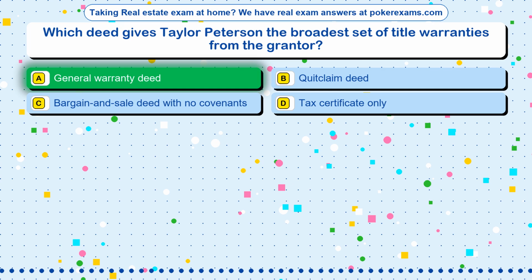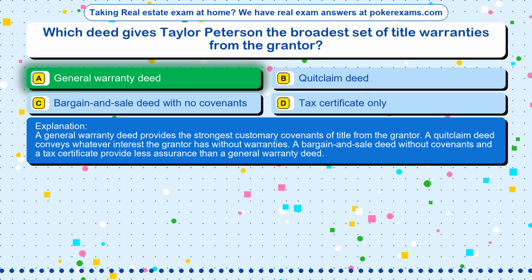The correct answer is option A. General warranty deed. A general warranty deed provides the strongest customary covenants of title from the grantor. A quitclaim deed conveys whatever interest the grantor has without warranties. A bargain and sale deed without covenants and a tax certificate provide less assurance than a general warranty deed.